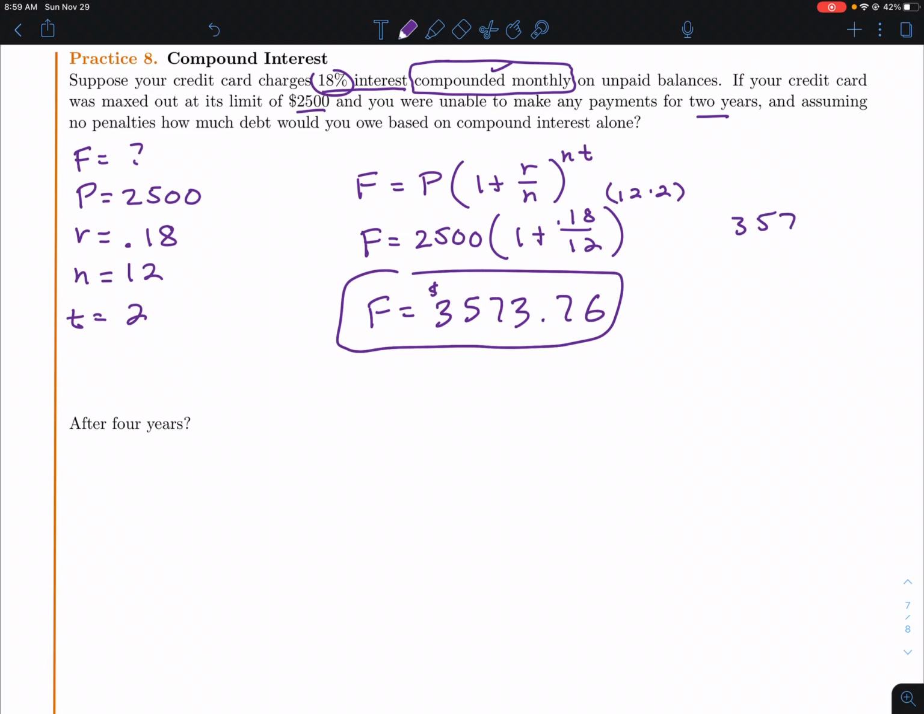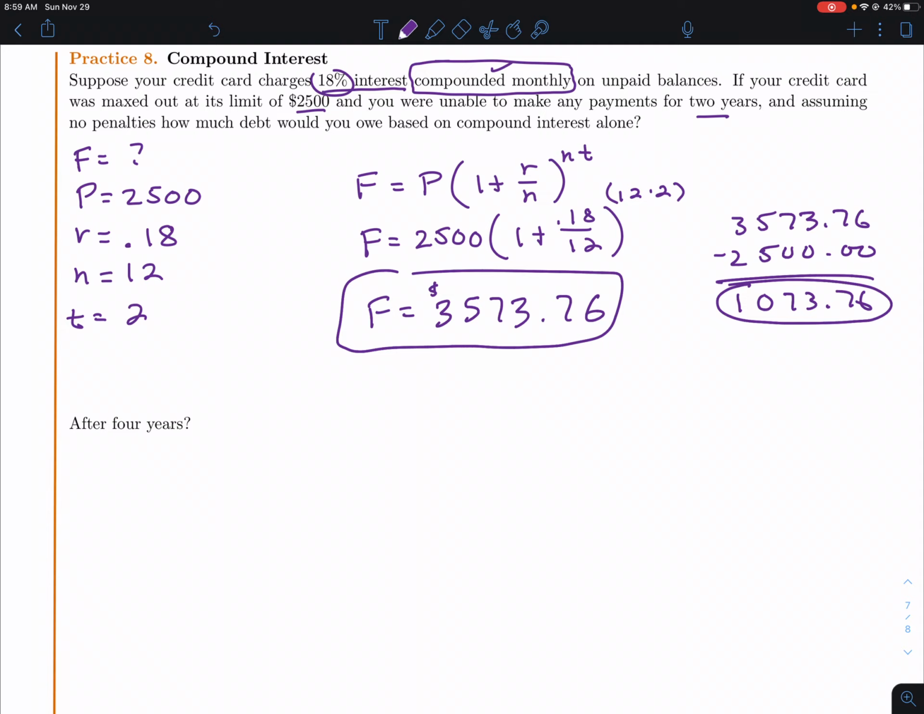So 3,573.76 minus 2,500. We can see that in just 2 years of making no payments, we end up getting charged almost half of what we actually owed just in interest alone. That's why credit cards are a little scary when it comes to stuff like that. That's a lot of interest. Now, granted, we didn't make any payments, but that's still a lot of interest you can get charged.